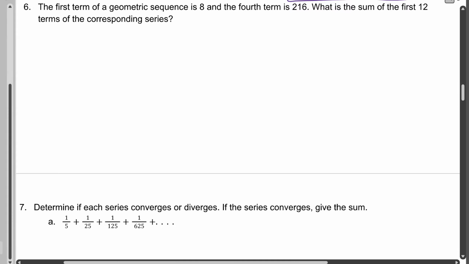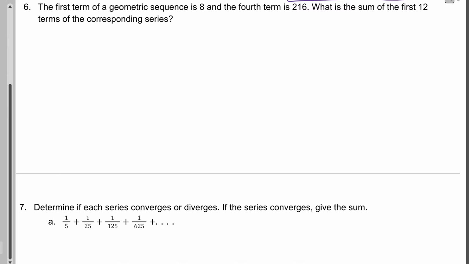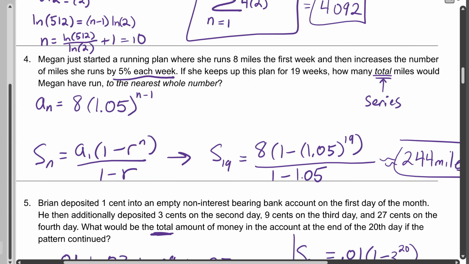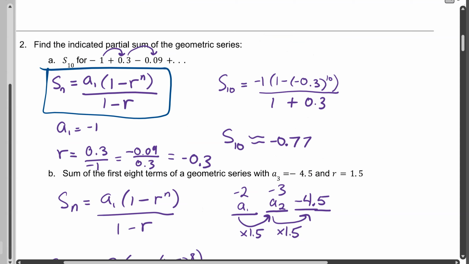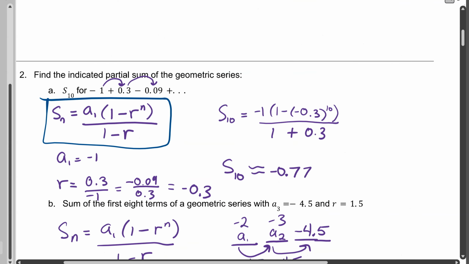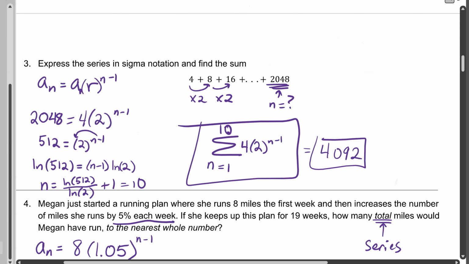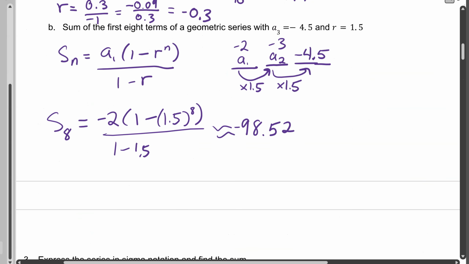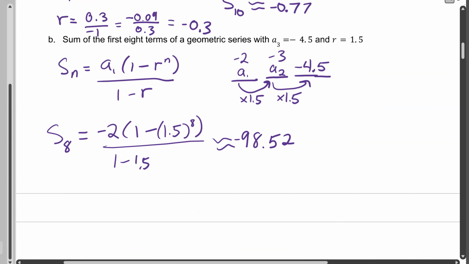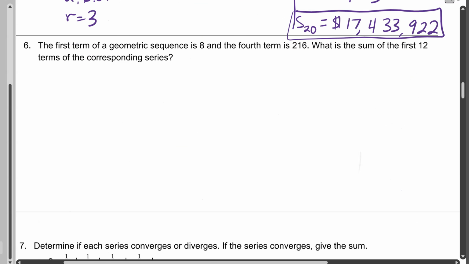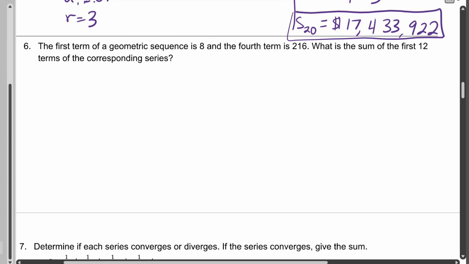For number 6. The first term of a geometric series is 8, and the fourth term is 216. What is the sum of the first 12 terms of the corresponding series? Well, this is actually quite similar to the one that we did previously, oh, this one right here, where I didn't know what the first term was, but I was given the common ratio. This is a similar setup, but now I don't know the common ratio, and I need to figure that out.